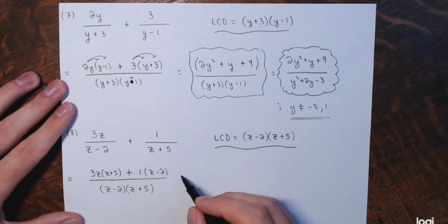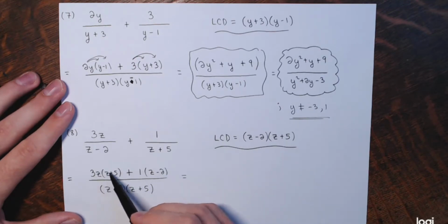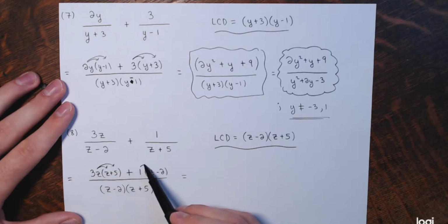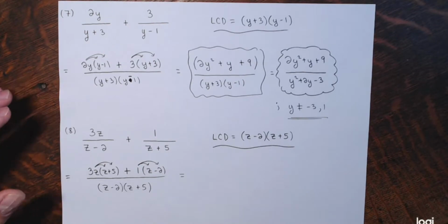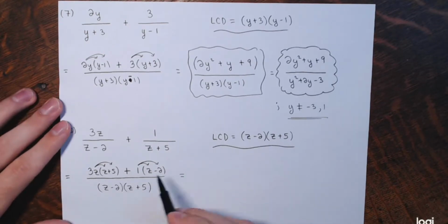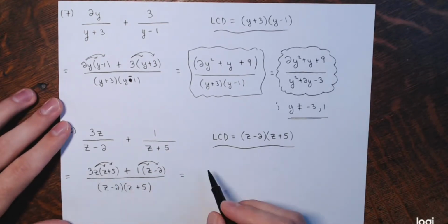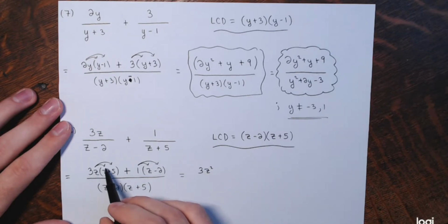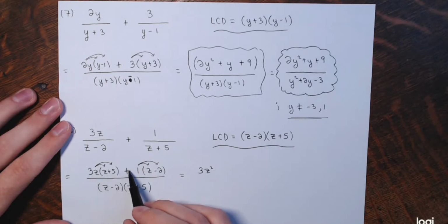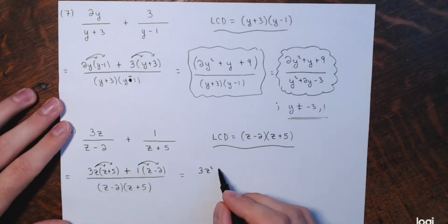Okay. All right, then we're multiplying these, distributing the 3z. Distributing the 1. Really no need to write the 1 there. And combining like terms, we have 3z squared plus 15z, 3z times 5. Plus 1z, so that'd be plus 16z.